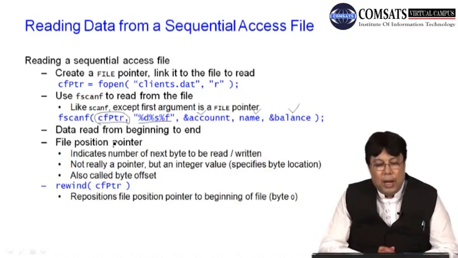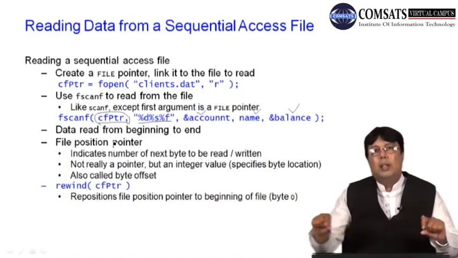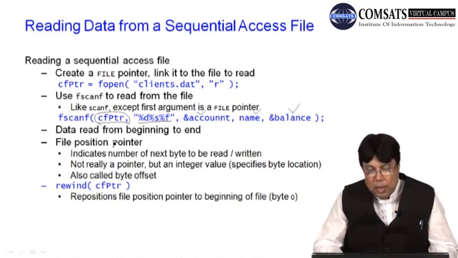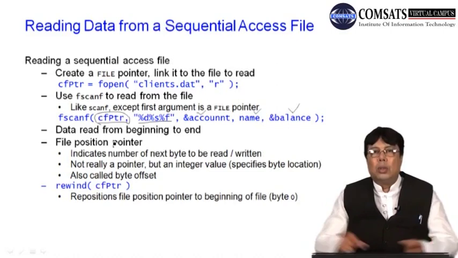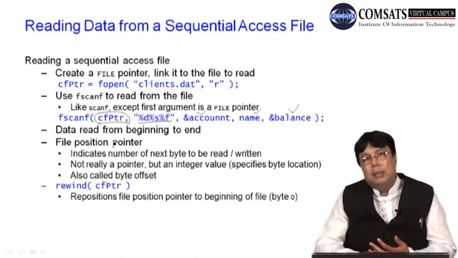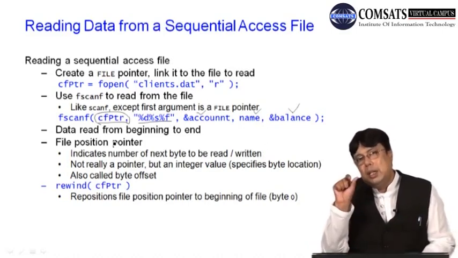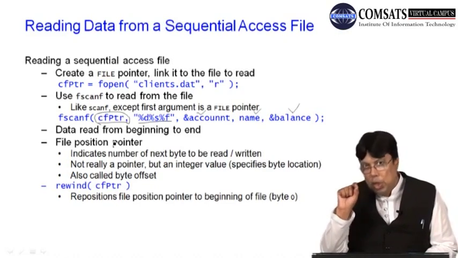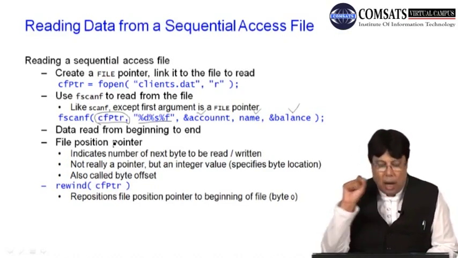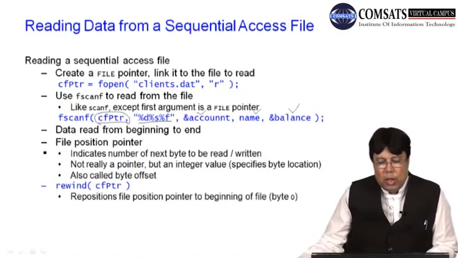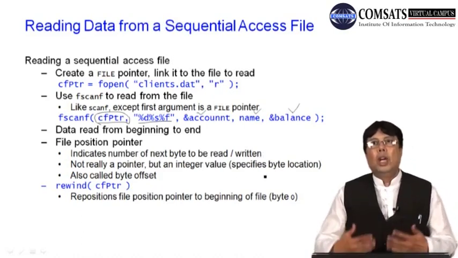So, as we have read with fscanf, suppose we have read the first few bytes. It does not have a record structure, so it must have read a few bytes. That means it must have read the account number, then the name, then the balance, and then it should be indicating a particular byte, and that byte will be the position from where the next record starts. So this file position pointer is not really a pointer, but an integer value that specifies the location.